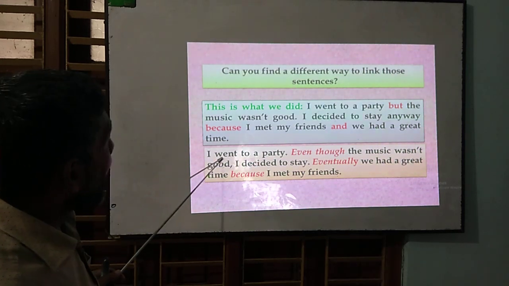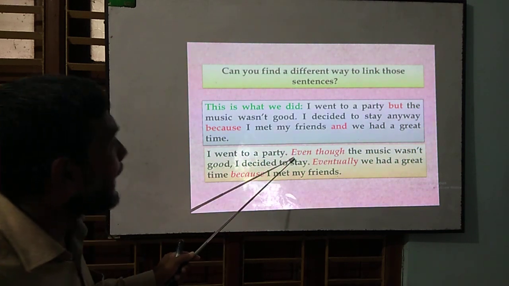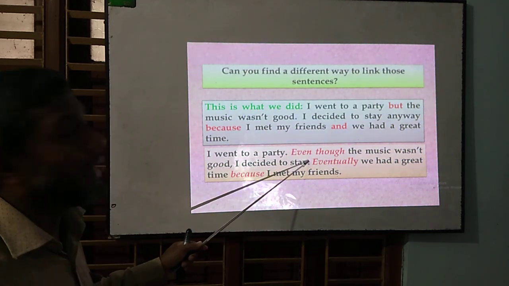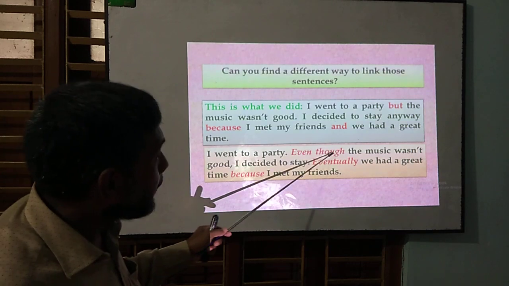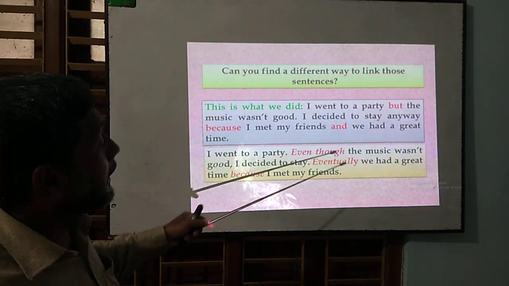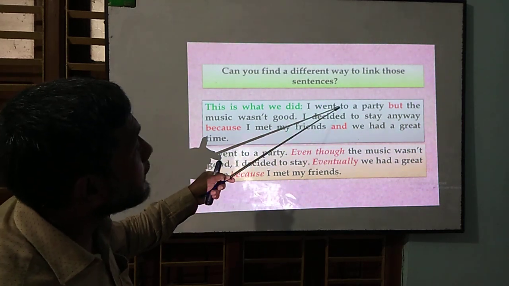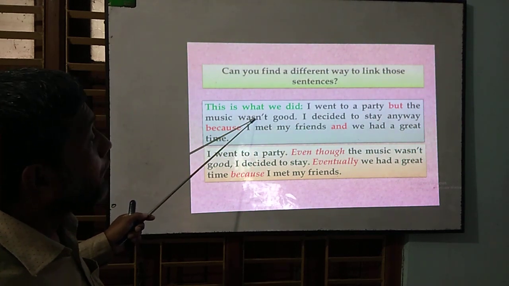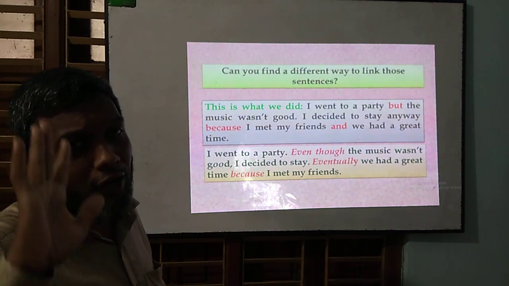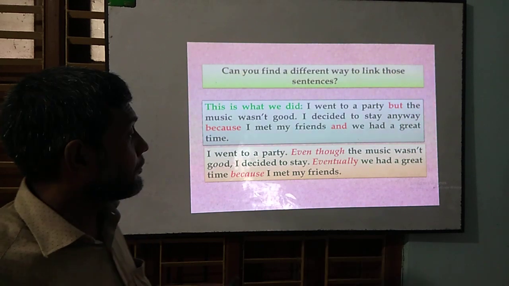So in a different way, I went to a party. I didn't connect this sentence with the previous one, I am trying to connect this sentence with the next sentence. So my connectors will be different. Even though the music wasn't good, I decided to stay. It is the same thing, but I joined this sentence and this sentence here. This time I am thinking in different ways, so my connectors may be different. It's not a problem. If your thinking is right, your answer will be right.